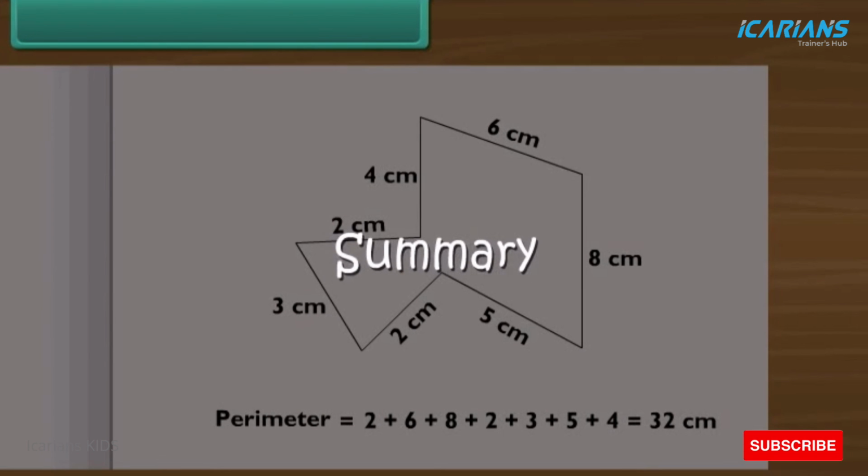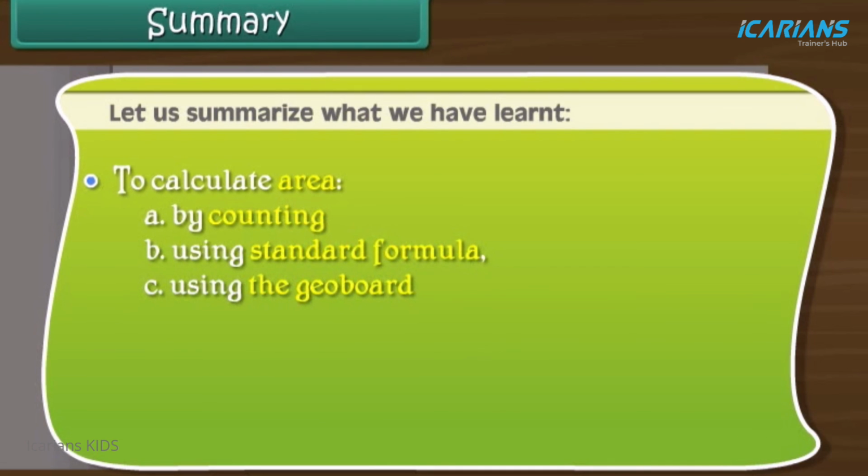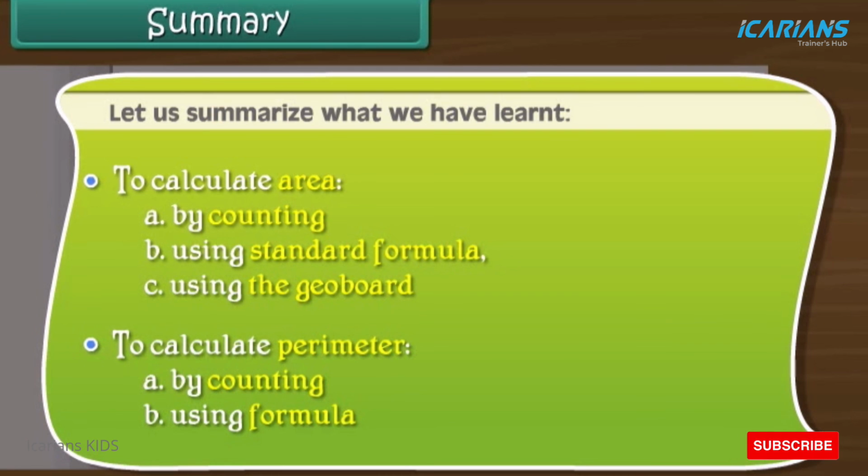Summary. Let us summarize what we have learned. To calculate area by counting, using standard formula, using the geoboard. To calculate perimeter using formula.